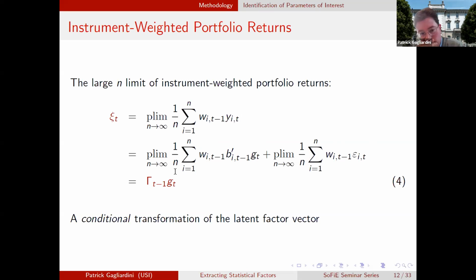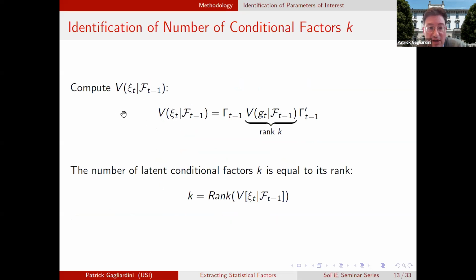Now, if I freeze the conditional information that I have on time t, so if I condition on this information set of the shocks, which are non-diversifiable, and I compute the conditional variance of this vector psi t, I immediately recognize that this conditional variance has rank k, where k is the number of the factors.